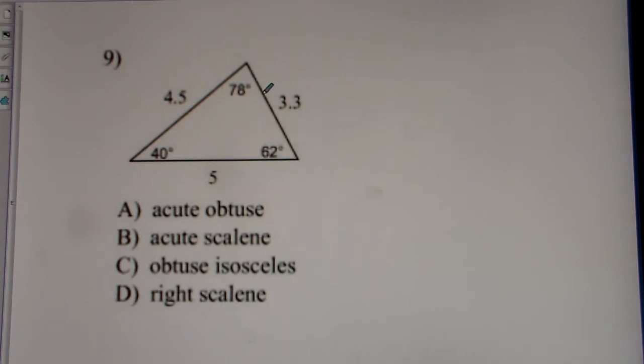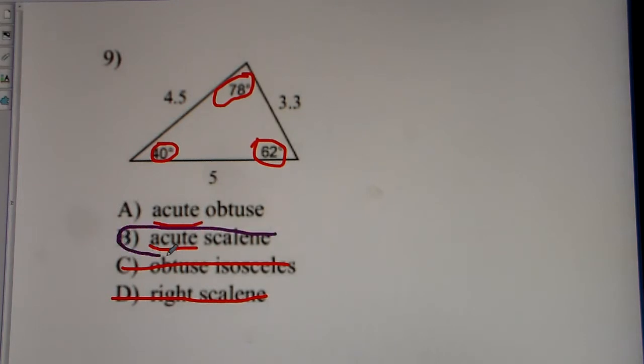Number 9, we do the same process. We see the interior angles are 78, 40, and 62. They're all less than 90. So we're going to have an acute. We're not going to have an obtuse, and we're not going to have a right triangle. Now we're going to have to figure out the sides here. The sides are 3.3, 4.5, and 5. All three sides are different. So this is going to be a scalene triangle. So it's an acute scalene, which is option B. So number 9 is B.